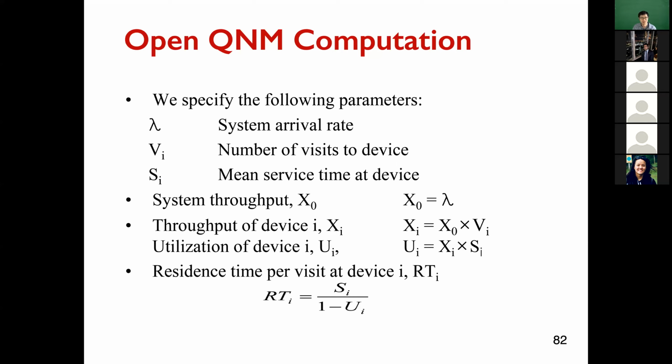Utilization of a device follows the utilization law: Ui equals the throughput of this device times the service time of this device. Residence time per visit, similarly, RTi equals Si divided by 1 minus Ui, where Si is the mean service time and Ui is the utilization of this device. Okay, lots of mathematics here.